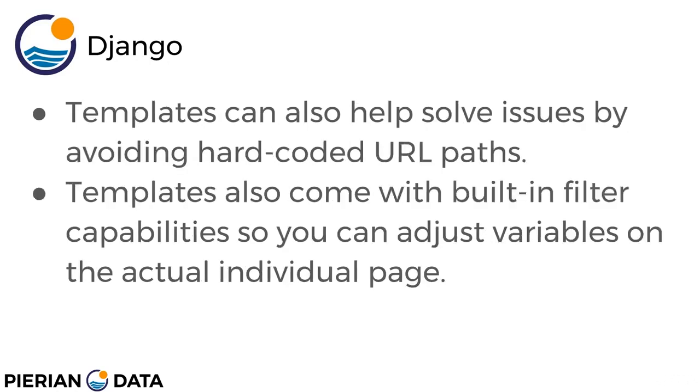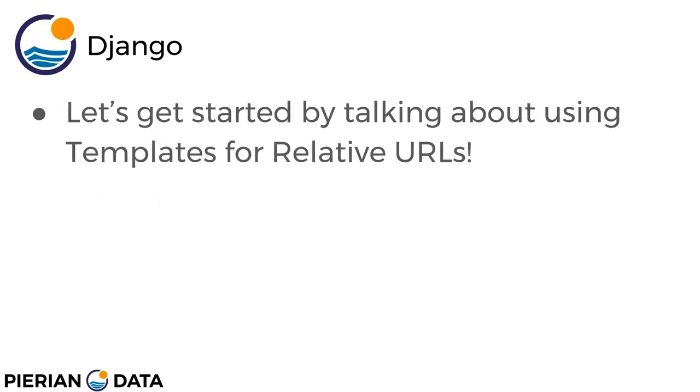So for instance, templates can be used to help solve issues by avoiding hard-coded URL paths, and they can also come with built-in filter capabilities, so you can adjust variables on the actual individual page of a particular view. Okay, let's get started on all these topics about templates by first starting out with relative URLs and how we can use templates to solve those issues.